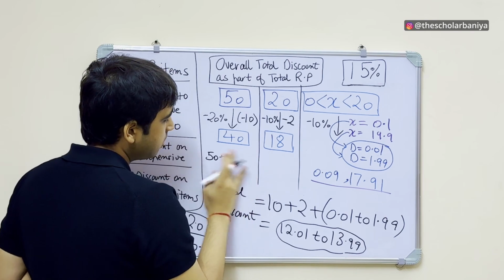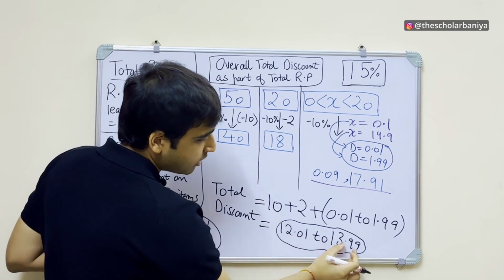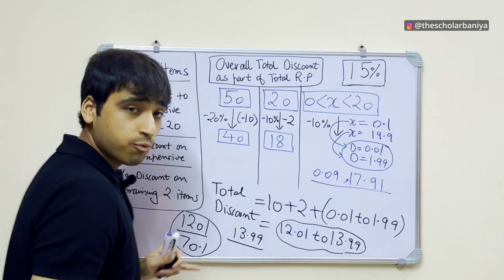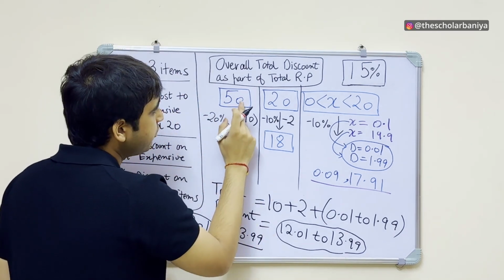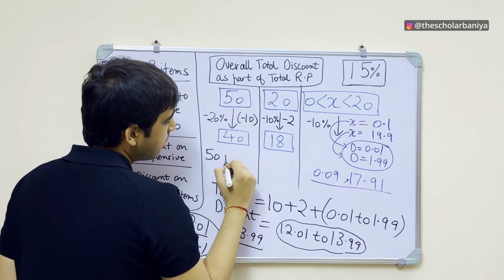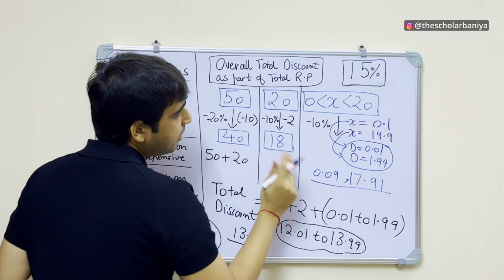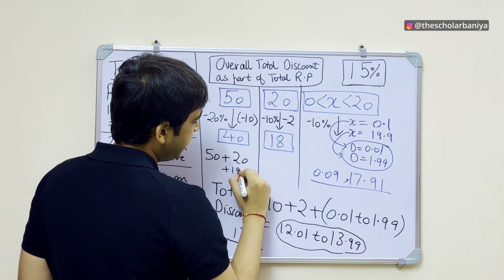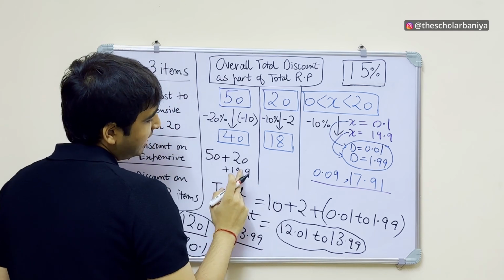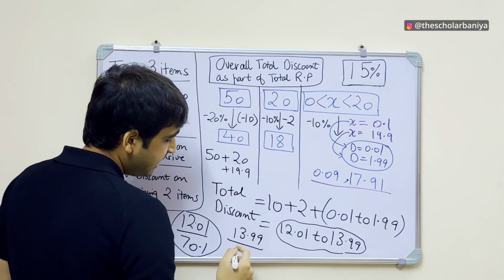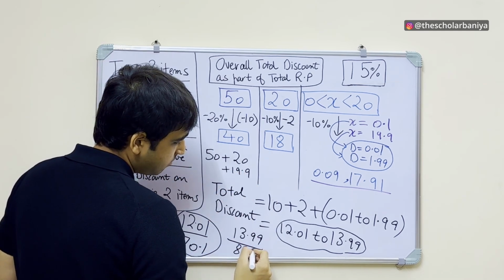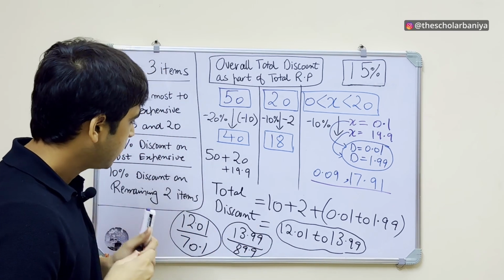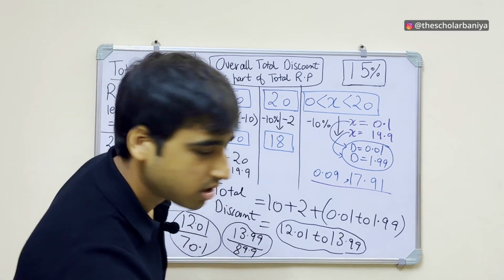Similarly, the discount can go up to 13.99 upon, what is the total regular price? 50 plus 20 plus, in this case, the regular price is 19.9. So 89.9. So this is one answer, right? So now you can solve these both parts.